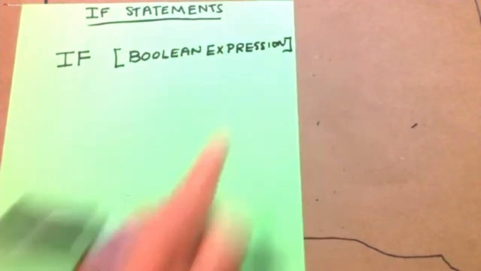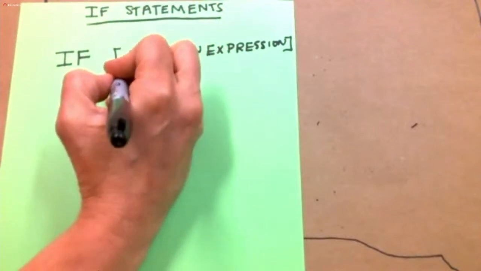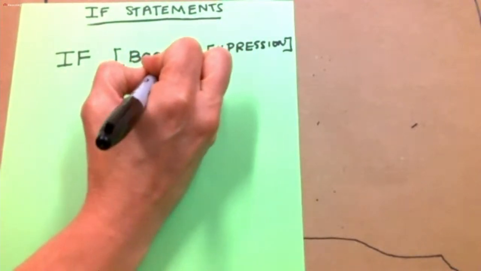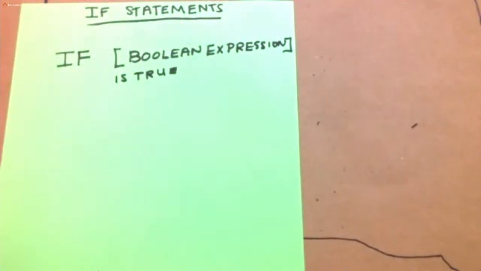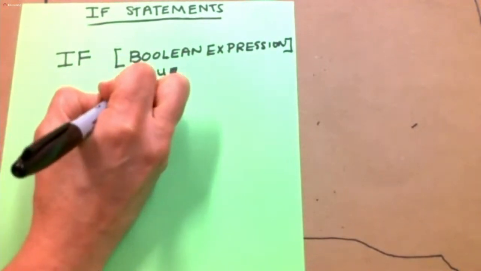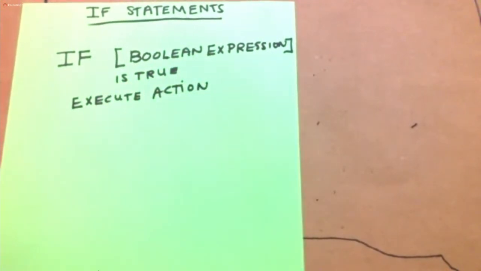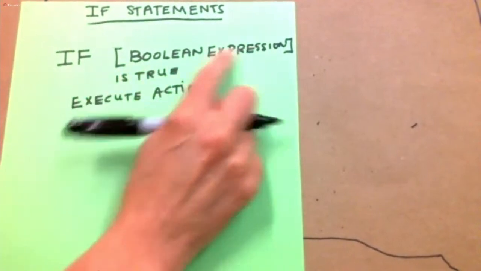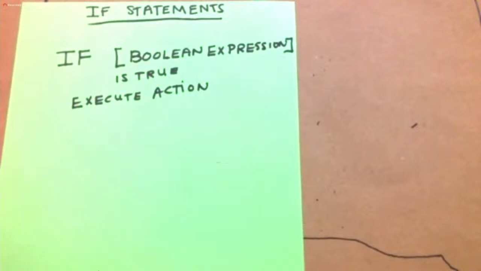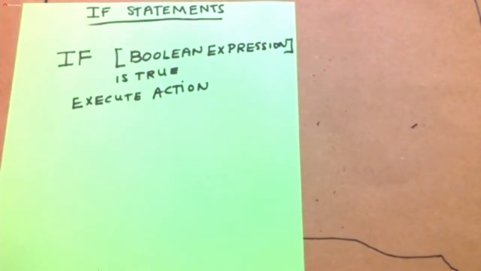And that Boolean expression is evaluated, or its truth is determined. And if that Boolean expression is true, then you enter the if statement and you perform an action. Something that the computer program is going to do if this condition, this Boolean expression, is met. If you put something into this Boolean expression and you do not get a true value, then you don't execute that action. So that's the simplest type of if statement.